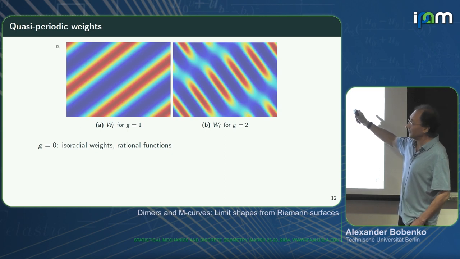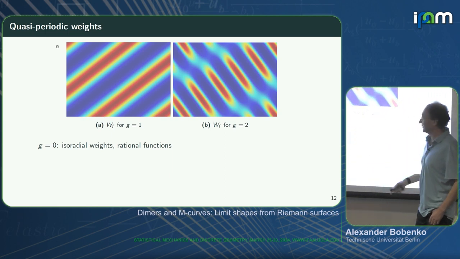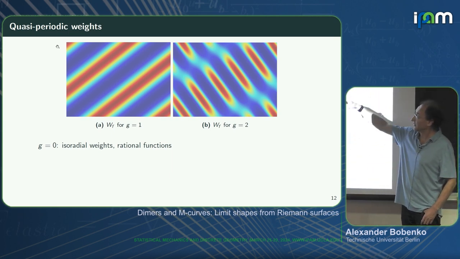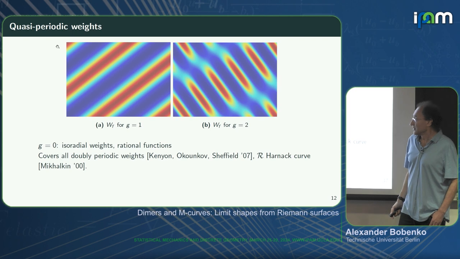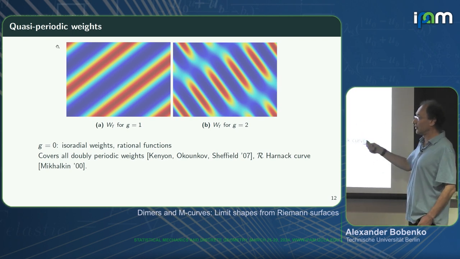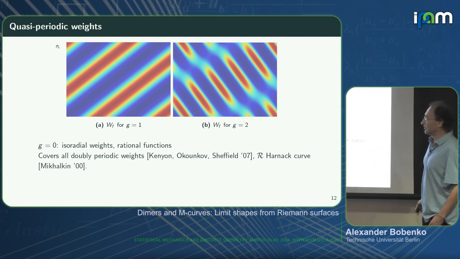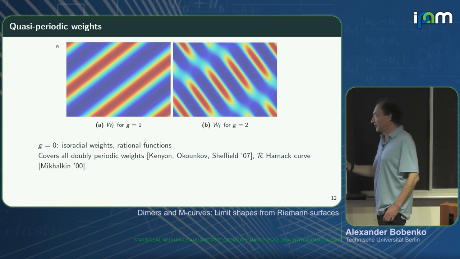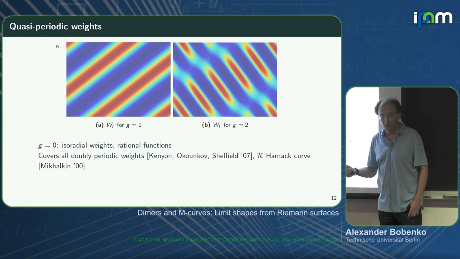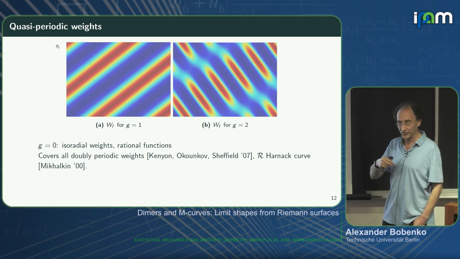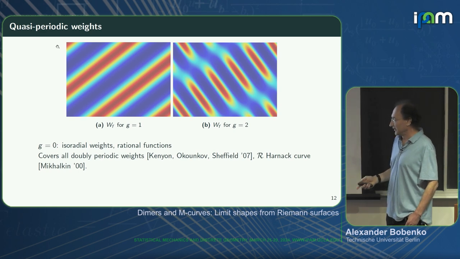Here you see the plots of the weights, two examples for the genus one case and for the genus two case. This is a dimer fundamental domain, and they look like this. This theory covers all doubly periodic weights, which was constructed already a long time ago. In this case, the Riemann surface which appears here is a Harnack curve, and your Harnack curve comes with divisors of poles and zeros, and these are exactly these alphas, betas, and gammas which we have seen already.